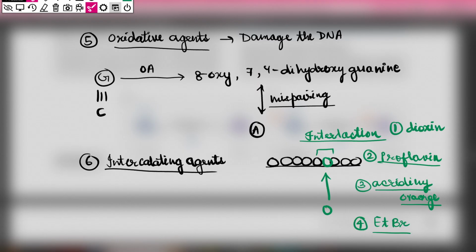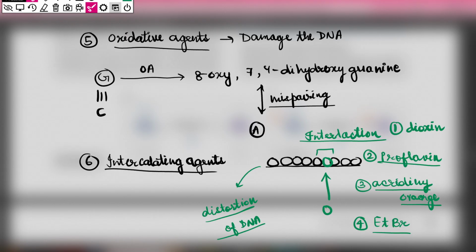So they will insert themselves in between the nitrogenous bases of the DNA sequence, and this will cause the distortion of DNA. The whole structure of DNA will be distorted because of the addition of these intercalating agents. So these are certain chemical mutagens which can cause mutations.